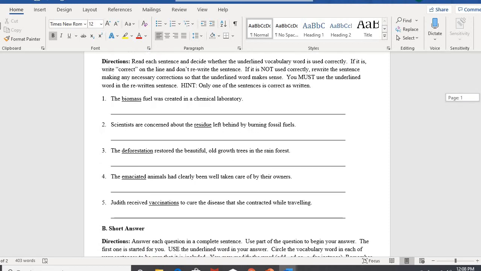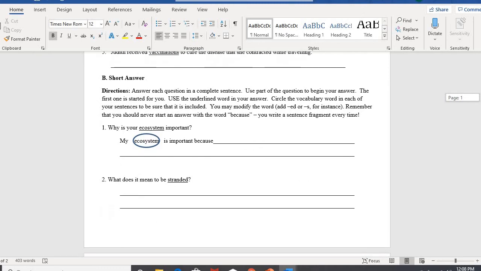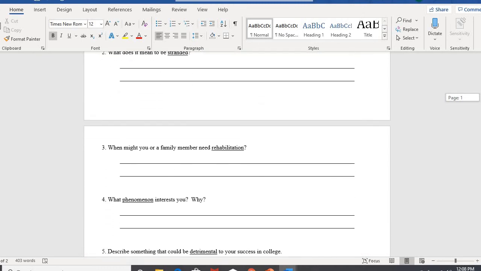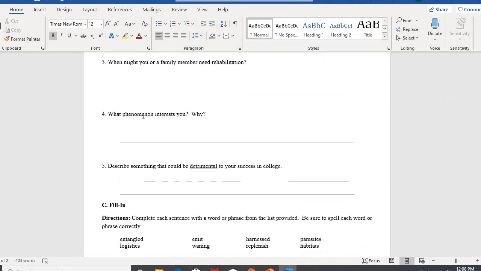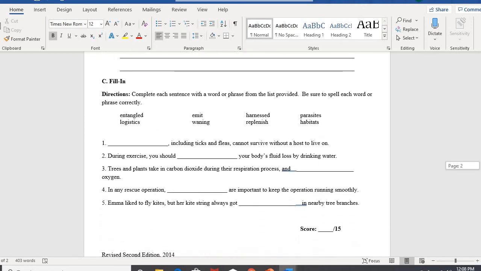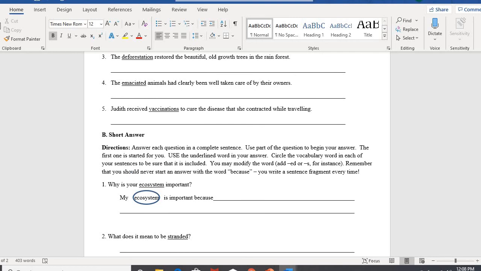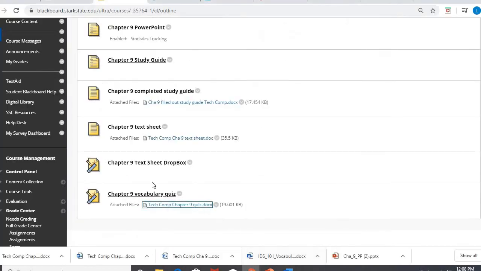One of those is correct. Part B, just remember to answer the question that's being asked. Question 4 is a two-parter. What phenomenon interests you and why? And then part C is your fill in the blank. So that is also going to be due Monday, April 13th. So Monday, April 13th, and you'll see it's together. It's the Dropbox and the document there. So you are turning in both the text sheet and the vocabulary quiz Monday, April 13th for your week 12 attendance.